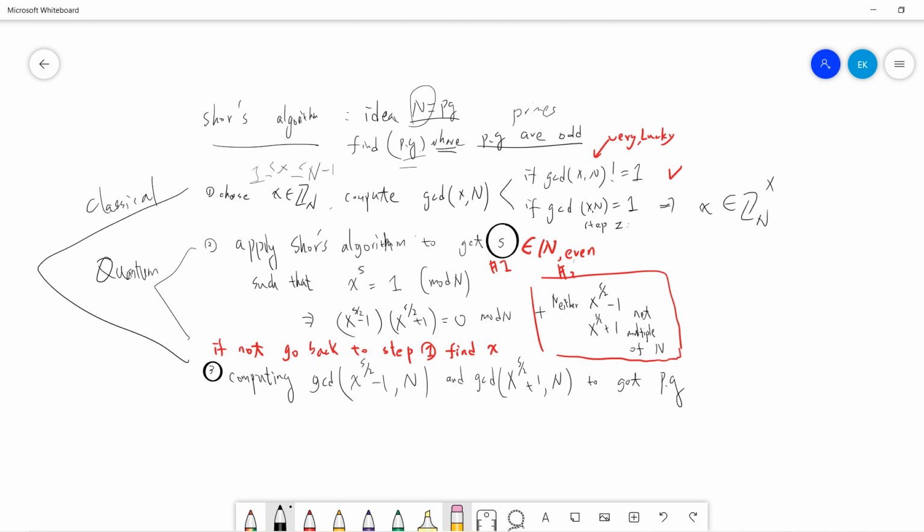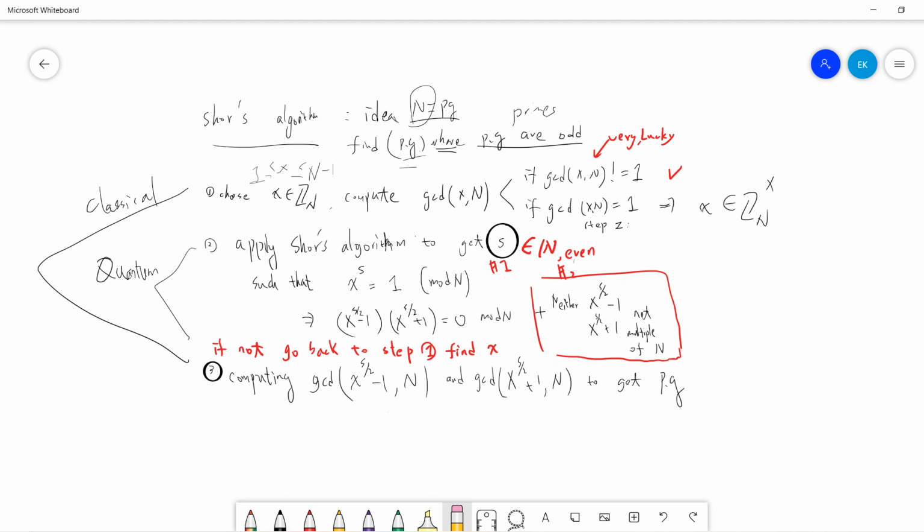Then if this is correct, we can compute the greatest common divisor of this one and n. Because this is not a multiple of n, this greatest common divisor must pick up some non-trivial factor, because this factor is not 0 and also not a multiple of n. So that means you will always catch some non-trivial factor. So you can compute this, and you can get p and q. So this is the idea of Shor's algorithm.